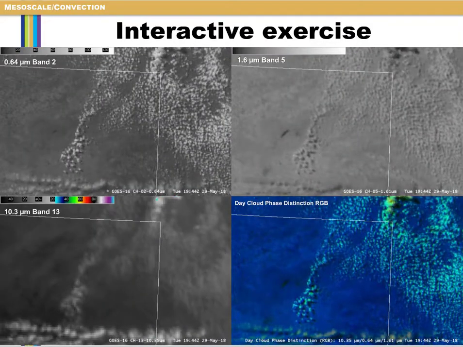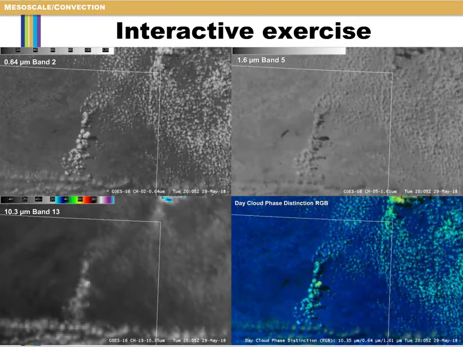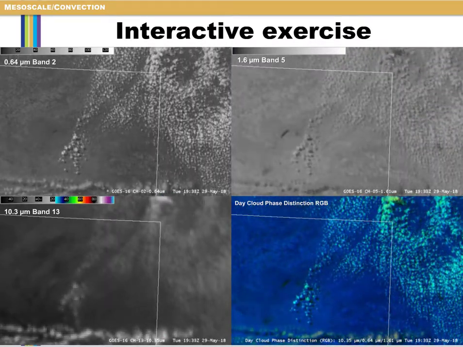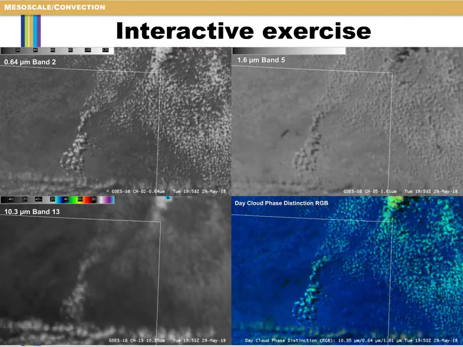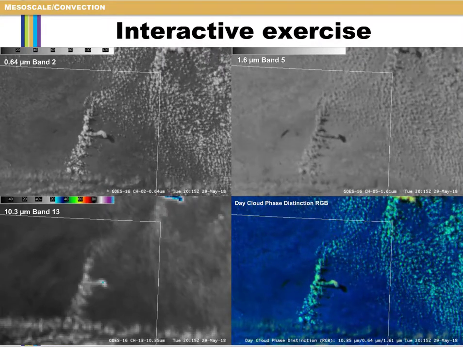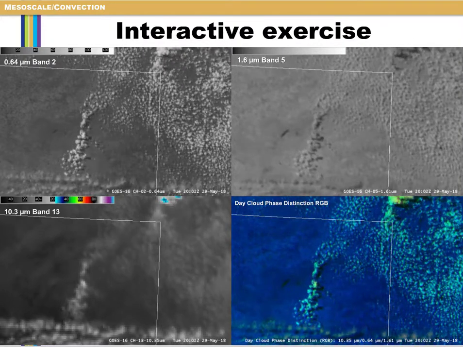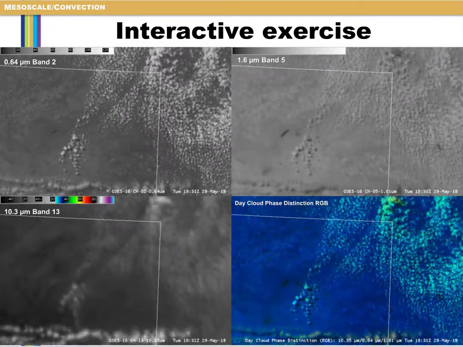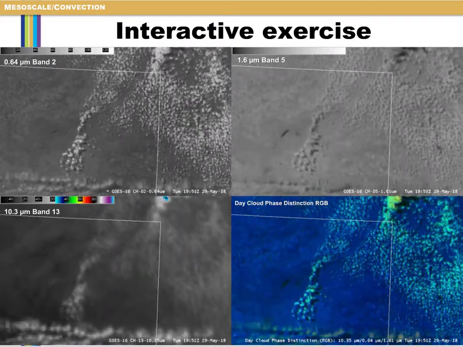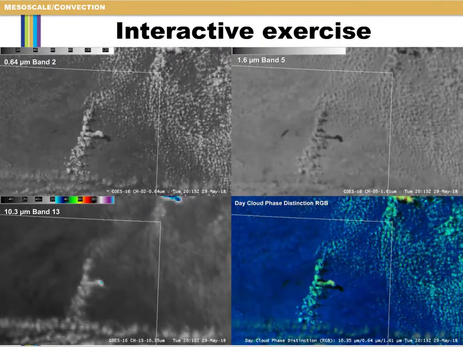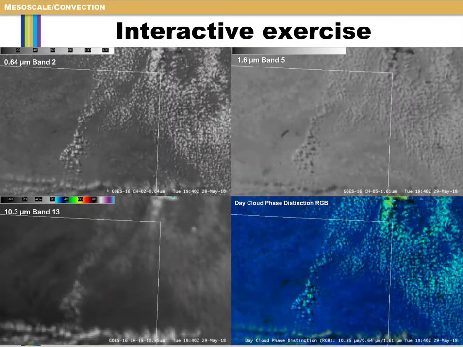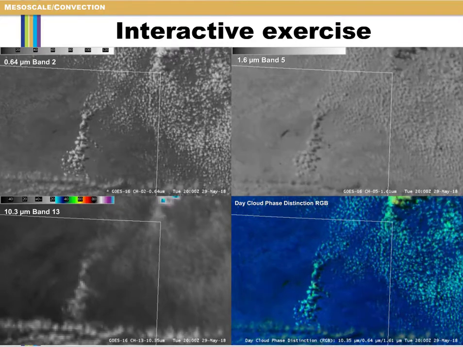Time for an interactive exercise. We make use of a 4-panel display of 1-minute imagery along a dry line in the Texas Panhandle that has the day cloud phase distinction RGB along with the 3 bands it's comprised of. What can you conclude about convective initiation potential, and where do you think it's most likely to occur in the near future? I'll provide some time for you to study the loop.